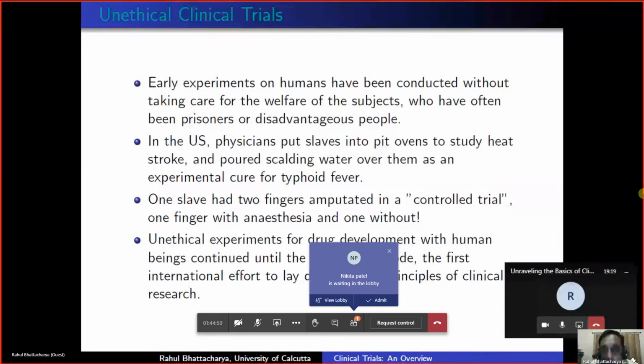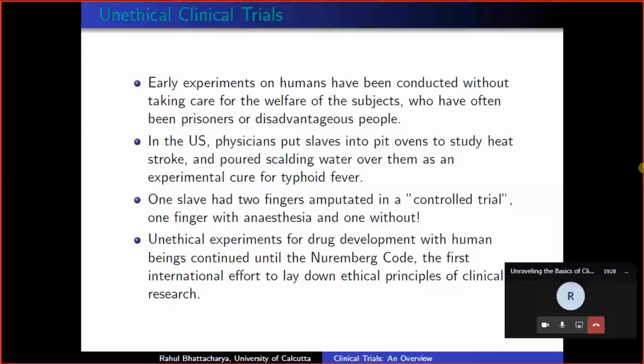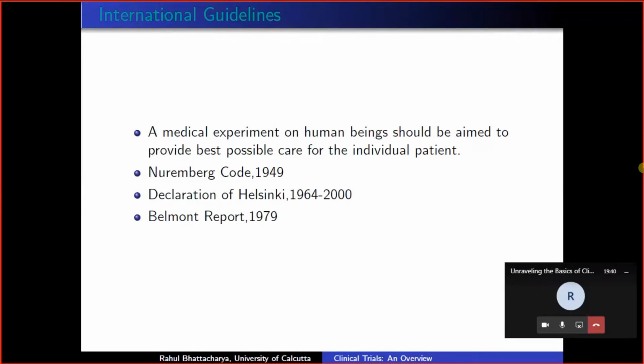Unethical experiments for drug development with human beings continued until the Nuremberg Code. Nuremberg, you know, the concentration camp for the German people. The first international effort was to lay down ethical principles of clinical research. So these are some international guidelines. It started from the Nuremberg Code of 1949, then the Declaration of Helsinki from 1964 to 2000, and then there was the Belmont Report. In all these guidelines, it was said how to conduct some experiment or clinical trial, particularly when human subjects are involved.